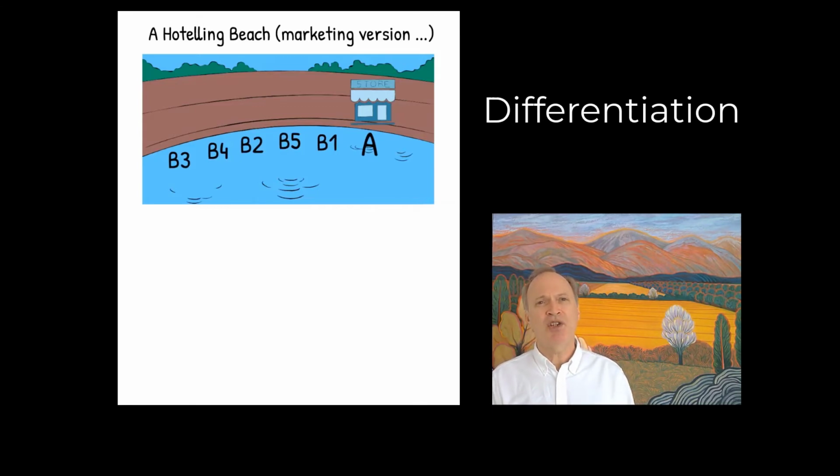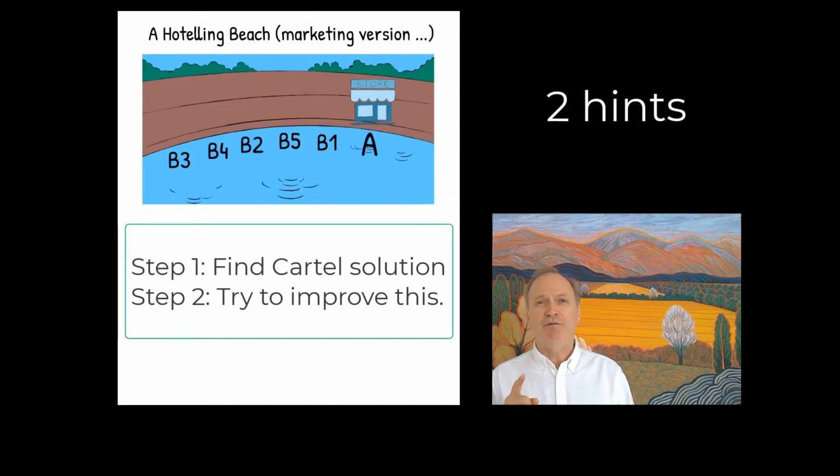Now, if ever you want to solve a strategic planning problem in business, it's a two-step solution. Step number one, find the cartel solution first. Then, if you think you can improve upon it, do so. If you cannot improve upon the cartel solution, then don't.